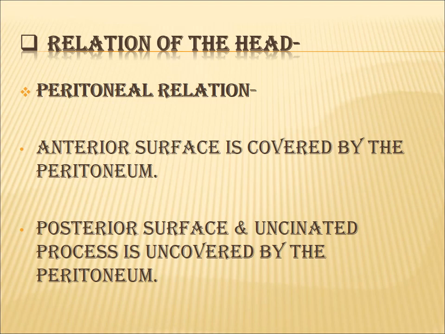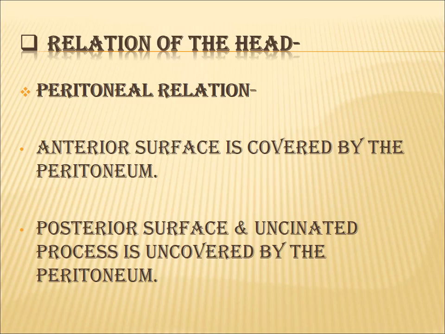Now we'll see the relation of the head of the pancreas. First, we'll understand its peritoneal relation. The anterior surface of the head of the pancreas is covered by the peritoneum below the area crossed by the transverse colon, and the peritoneum is derived from the greater sac. As we all know, the pancreas is a retroperitoneal organ.